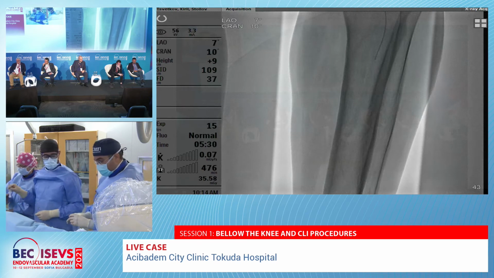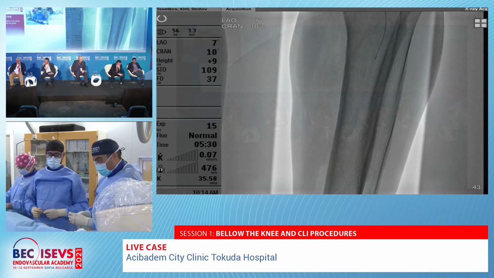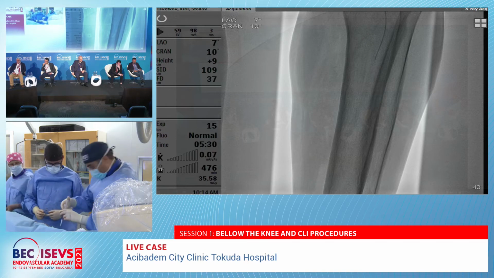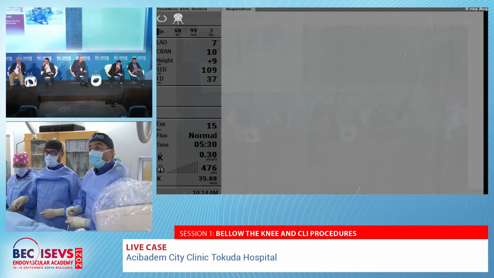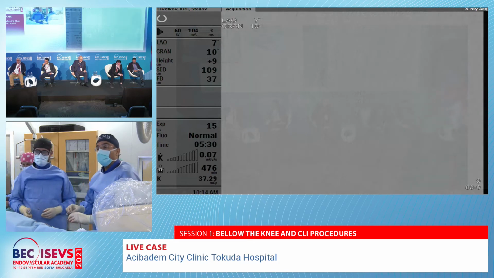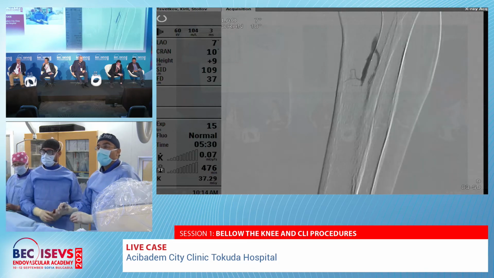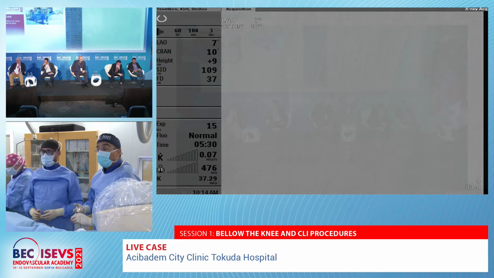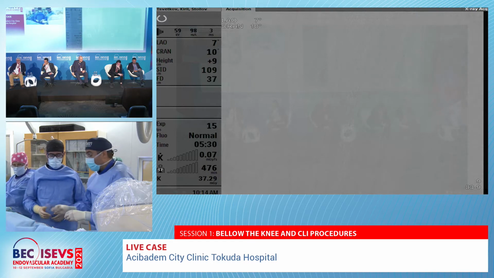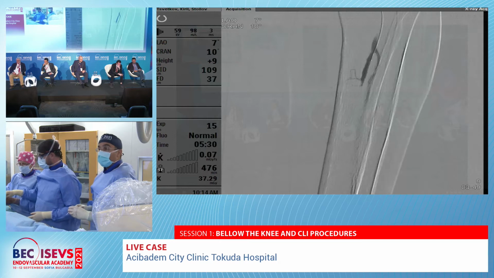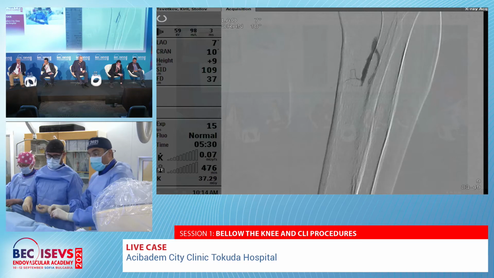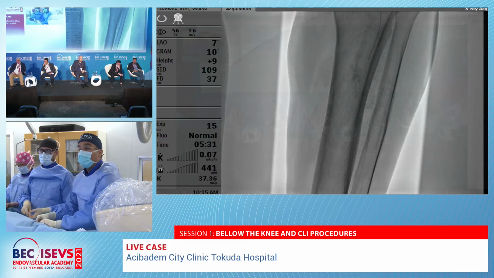Give me a little bit more fast. Always aspirate. Okay, this is the posterior tibial. That's fine as well. Okay, perfect. Great. Let's put again the 018, and let's open the first balloon, the 3 millimeter balloon, just to do a vessel prep.